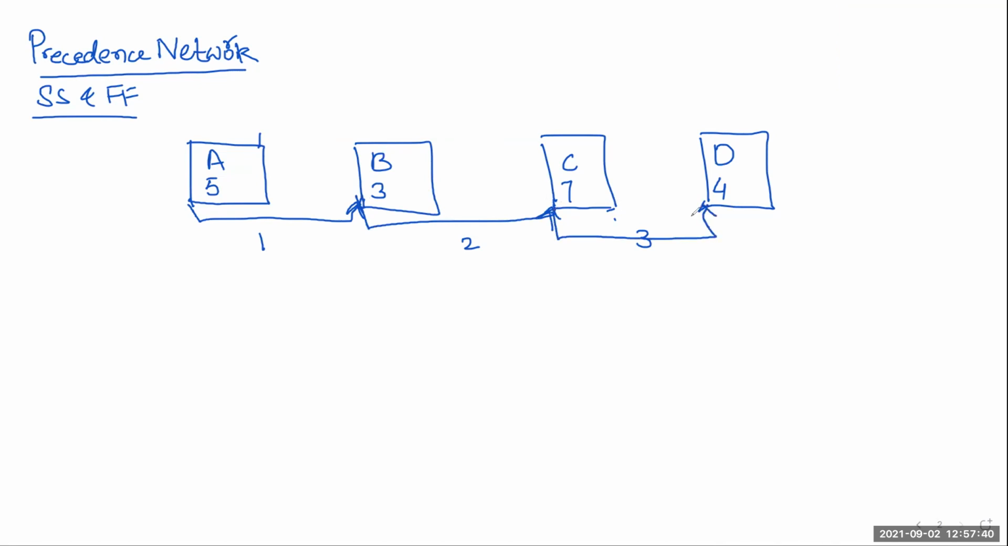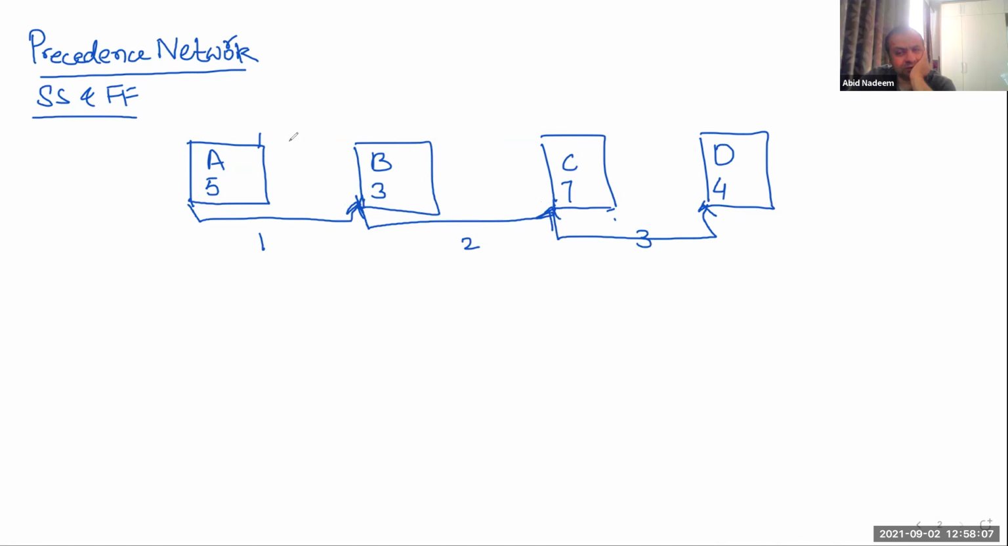Professor, can you repeat what 5, 3, 7, and 4 mean? Is it duration? These are the durations. And 1, 2, 3 are the lags. So it means that activity B should start 1 day after the start of activity A, yes?